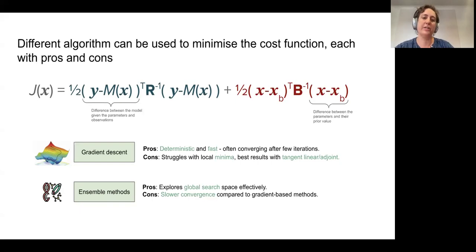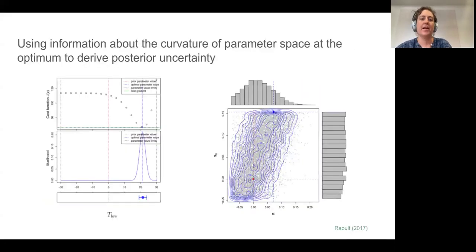And to minimize this cost function, in general, there's two approaches that we use, gradient-based descent. So basically rolling a ball down a hill to see where the minima is, or we can use ensemble methods. And these are going to explore space more thoroughly, but can be more costly because we need more simulations. If we have the derivative, and this is normally through the adjoint or tangent linear, we can also extract information about sensitivity of the parameter locally using this information about curvature of parameter space.